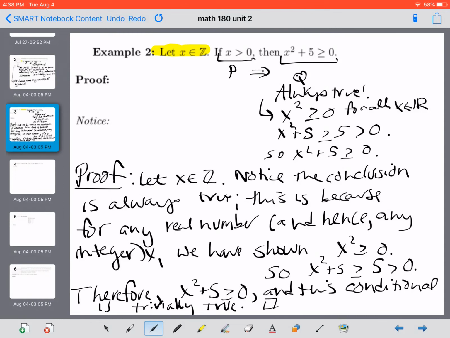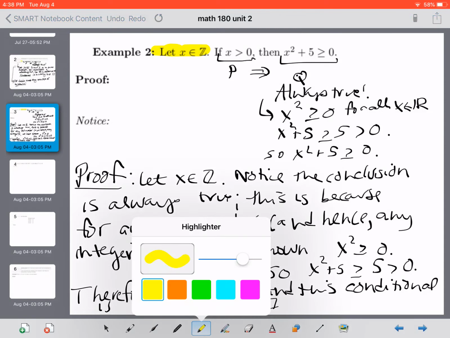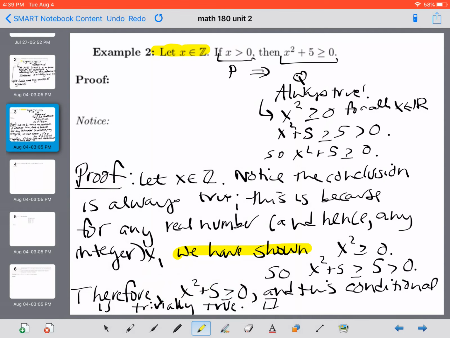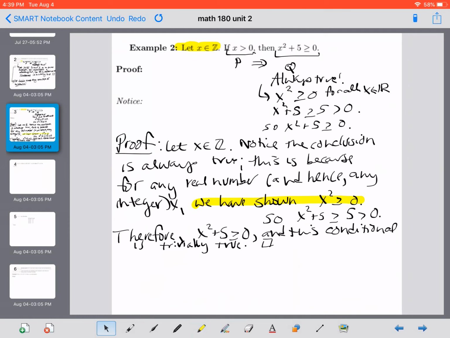Okay, now a couple of things to notice here, just as a quick remark. This we have shown before. I'm able to just state this as a fact because we proved it during the first unit of the class, that x squared is going to be greater than or equal to 0 for all real numbers. Once you've proven something, you don't need to go ahead and prove it again in another proof. You can just state it as a fact, as long as it's been proven before, okay? So that's going to come in handy in the future as well.